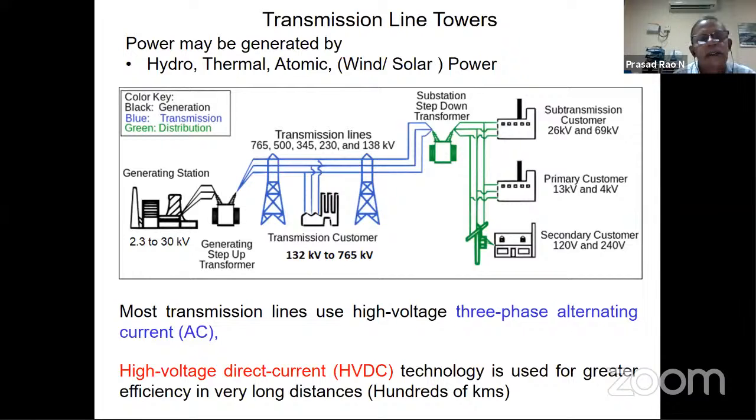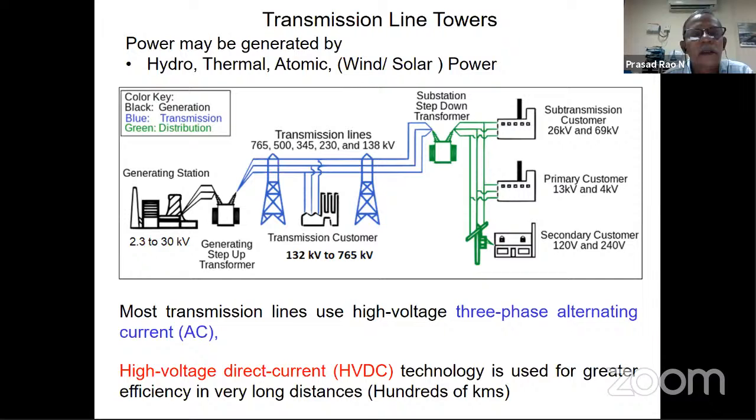Mostly power is transmitted as alternating current. For some lines that run hundreds of kilometers straight, we can go for high voltage direct current. But the equipment required in direct current transmission is very costly. Once the power reaches, say, Delhi, we have to distribute from there. Then we go for a step-down transformer, reduce the voltage to 11 kV, and distribute to industry, residential areas, workshops, and other industries.